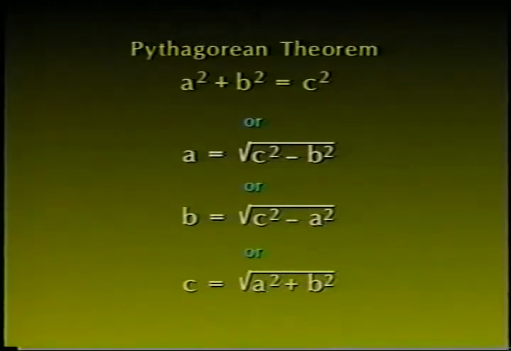This basic equation may be rearranged to provide solutions regardless of which side of the right triangle is sought. Rearrangement has provided the other three equations, which can be used to find whichever side is sought. As shown, side A is found by solving for the square root of side C squared minus side B squared. Side B is found by solving for the square root of side C squared minus side A squared. Side C is found by solving for the square root of side A squared plus side B squared.